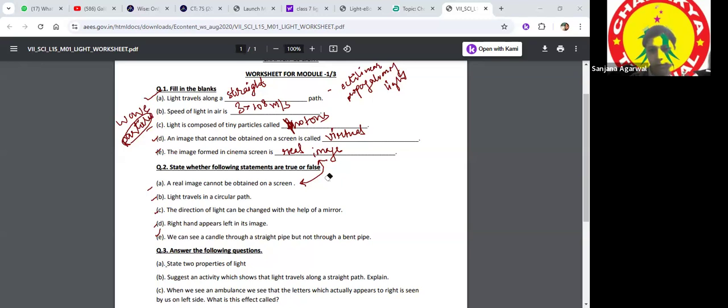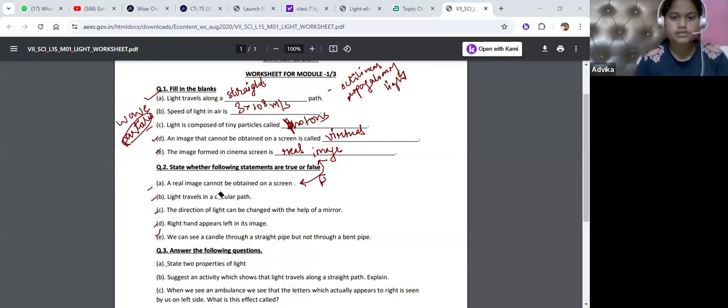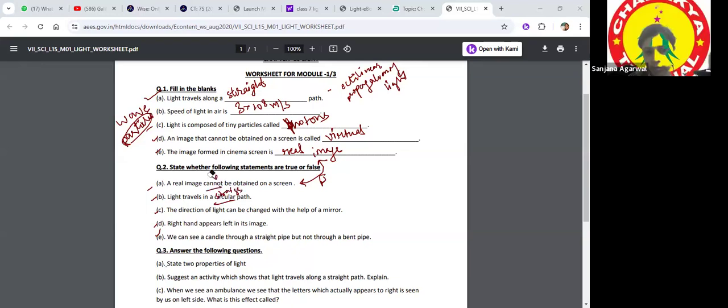Okay, Charvik. So real image can be obtained on a screen and hence it is false. Light travels in circular path. Advika, correct it. Ma'am, it travels on a straight path, which is called rectilinear propagation. And hence this also is false.